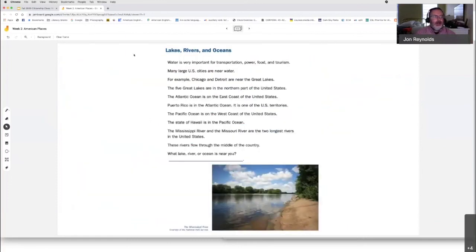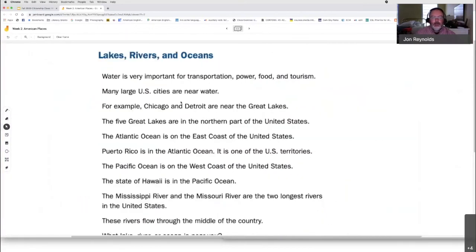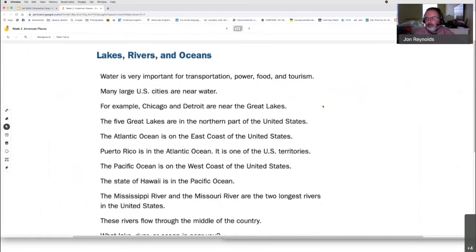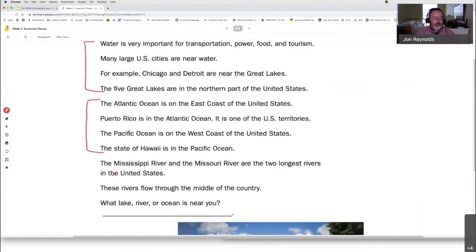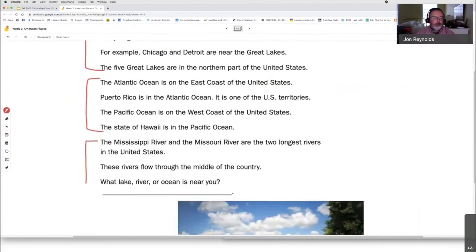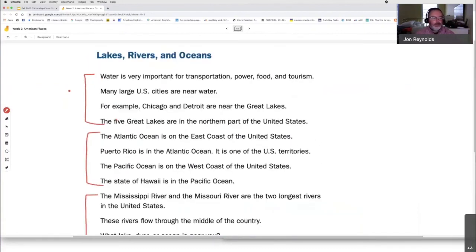Okay. Now, this time I would like some people to help me read. So now let's talk a little bit about those lakes, rivers, and oceans. So Gisela, would you like to help us? What I'd like to do here is divide it into some different parts. All right, so Gisela, I'll put the letter G here. Gisela, can you read that first part for us?